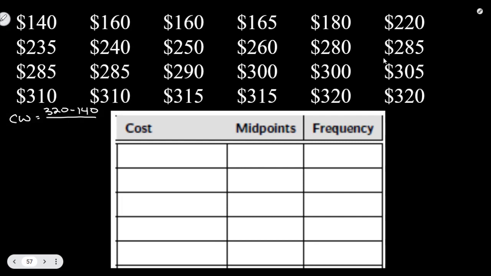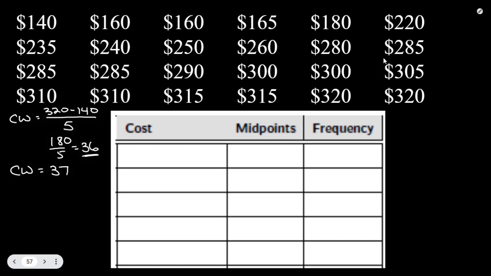And we're going to divide by, if you look back at those directions, I told you to do 5 class widths. So if we subtract that, we're going to get 180 divided by 5, which is 36. Now, very important. We need to take our class width and round it up to the next number. So we're actually going to make it 37.